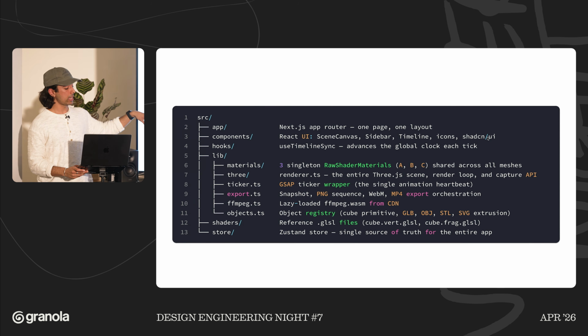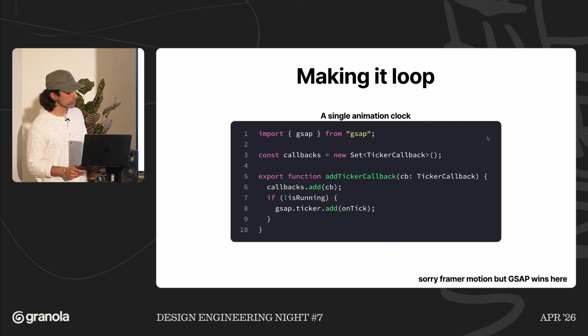This is a breakdown of the directory structure of this app. It's a Next app, runs in the browser entirely. There's no server-side rendering. It's got a few components. It's got one hook. There's 3 materials. Right now we basically only allow 3 materials to be added to an object. That number's probably going to go up. We've got the 3 directory, the ticker, export, FFmpeg, and shaders and store.